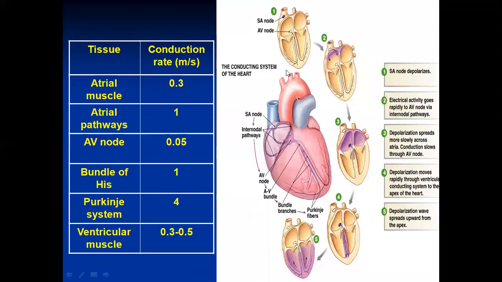Here you can see the conducting system of the heart. As I told you before, from the SA node it passes to internodal pathways, then to AV node, then AV bundle, bundle of His, then bundle branches, then to Purkinje fibers. What happens? The SA node depolarizes, then electrical activity goes rapidly to the AV node through internodal pathways. Then depolarization spreads more slowly across atria. Conduction slows through the AV node. Now this depolarization, which is coming from the SA node, moves rapidly through the ventricular conducting system to the apex of the heart.